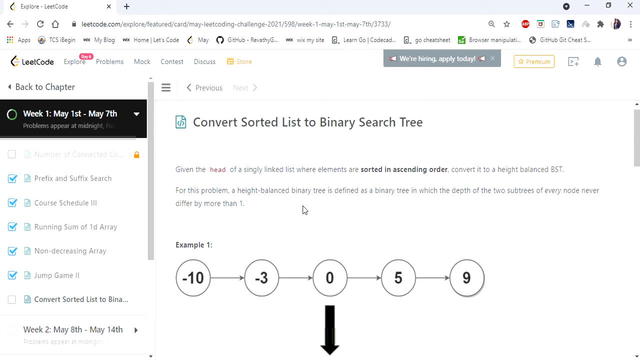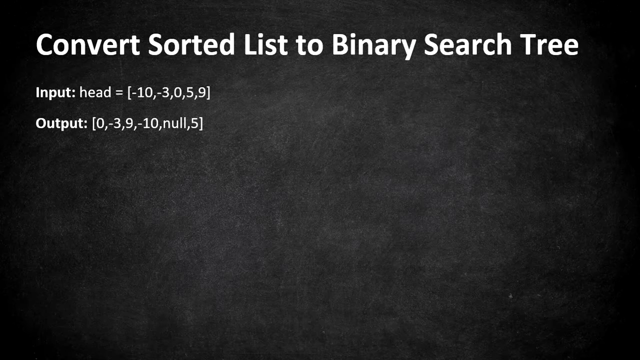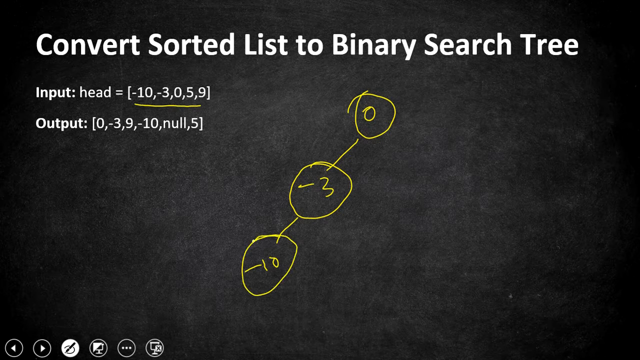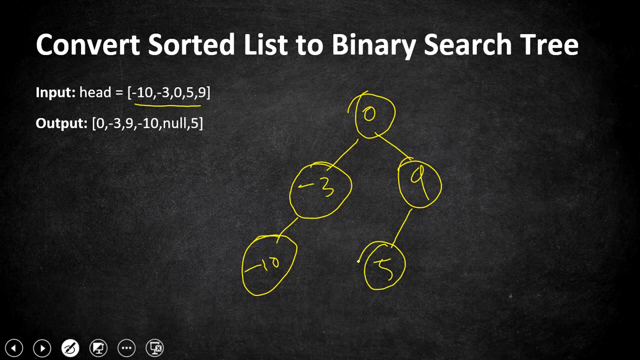So let's understand this problem with an example. Here is our given input where the numbers are in ascending order, and if we are forming the height balanced binary search tree, then 0 would be our root node, and -3 goes as the left child, and then -10 as its left child, and here 9 as its right child and 5 as the left child of 9, and this is going to be our output.